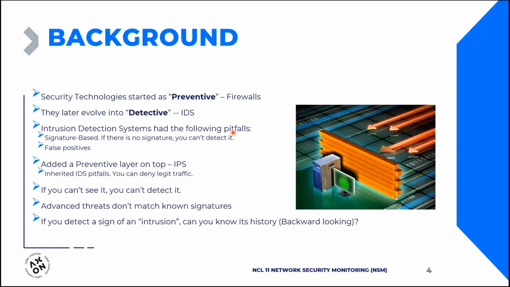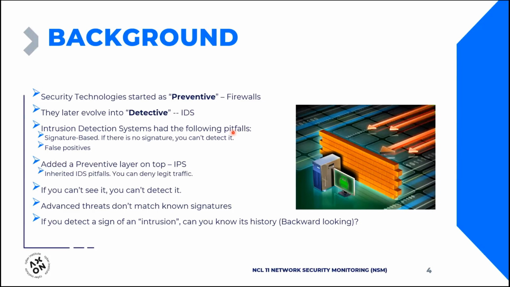And then came later on detective technologies. And detective technologies, they want to monitor now what goes through that firewall and how to detect, and they actually try to find intrusions within the traffic that passes through the firewall. And the first manifestation of detective control was the IDS, the intrusion detection system. However, IDS has some pitfalls, some problems, and we can summarize this problem as follows.